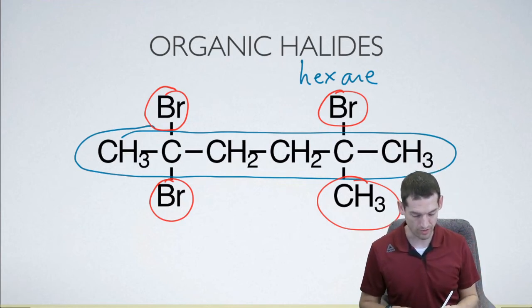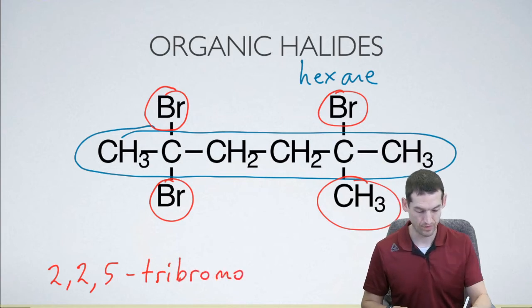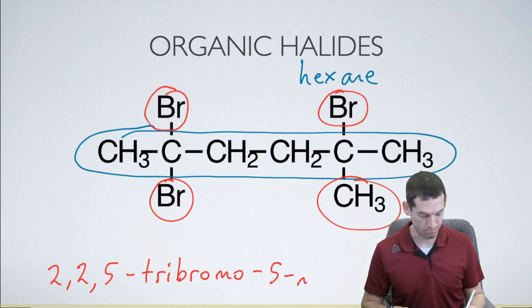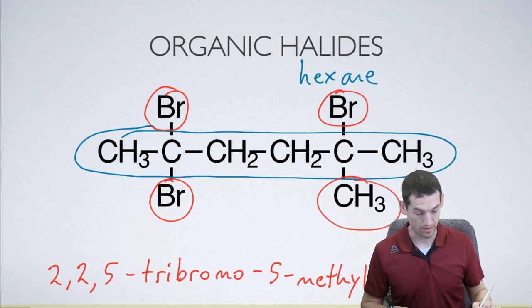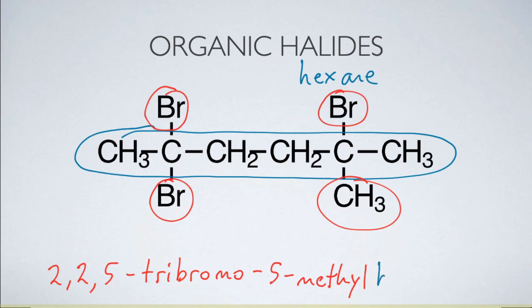So this is going to be a 2, 2, 5-tribromo and a 5-methyl, and then get me out of the way here, hexane.